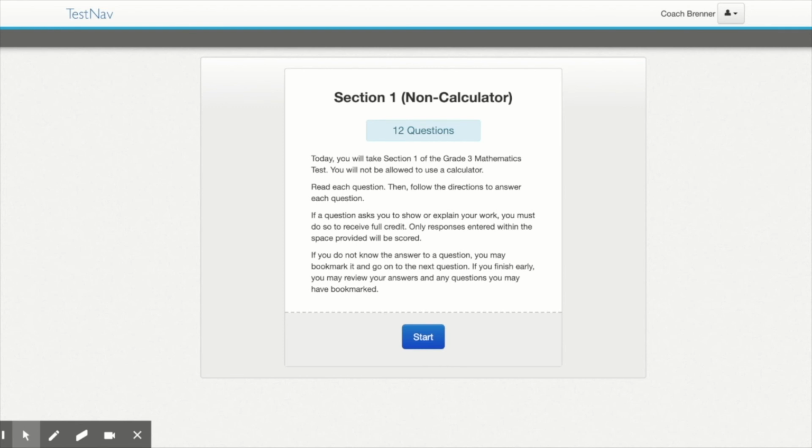These are the directions that your teacher will read to your children. And what you would do is you would just hit start here.